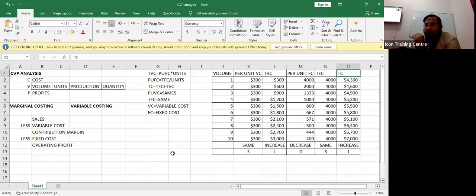And finally, we found the total cost. Total cost is the sum of total fixed cost and total variable cost, right? So all the formulas are written here.